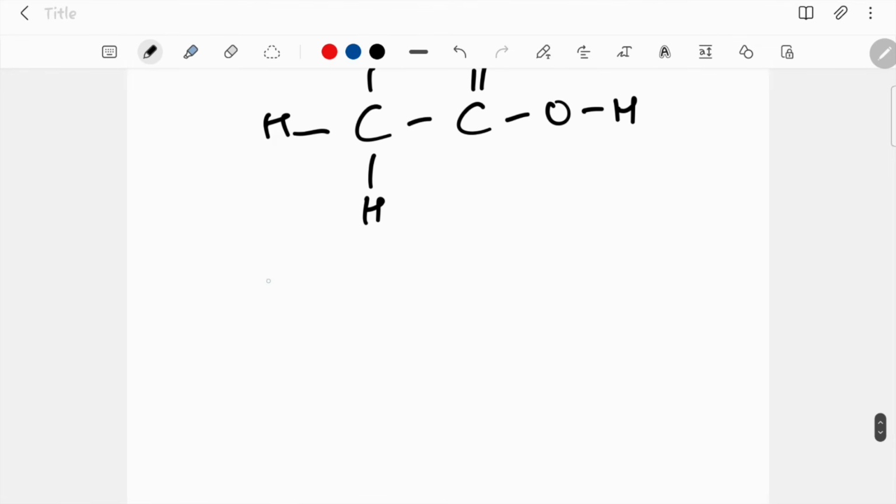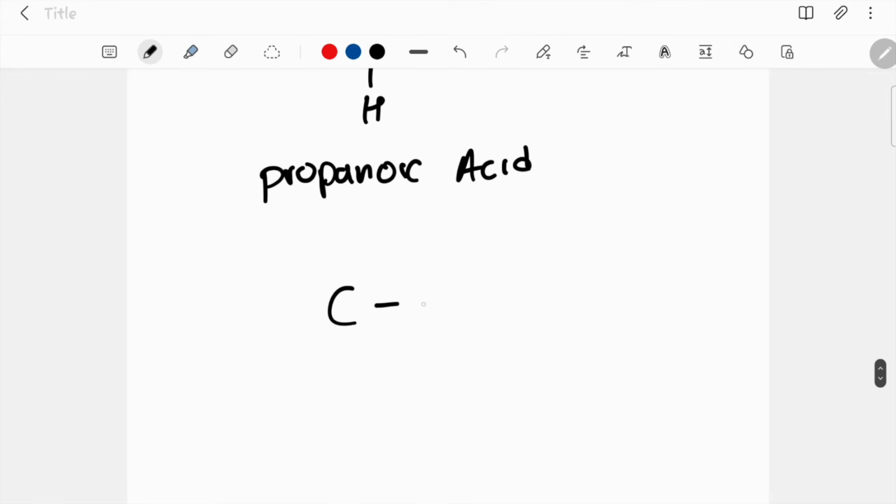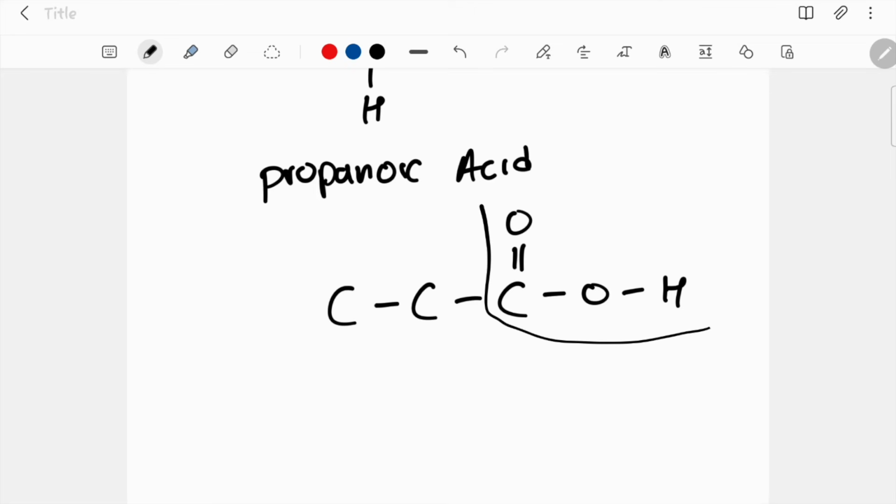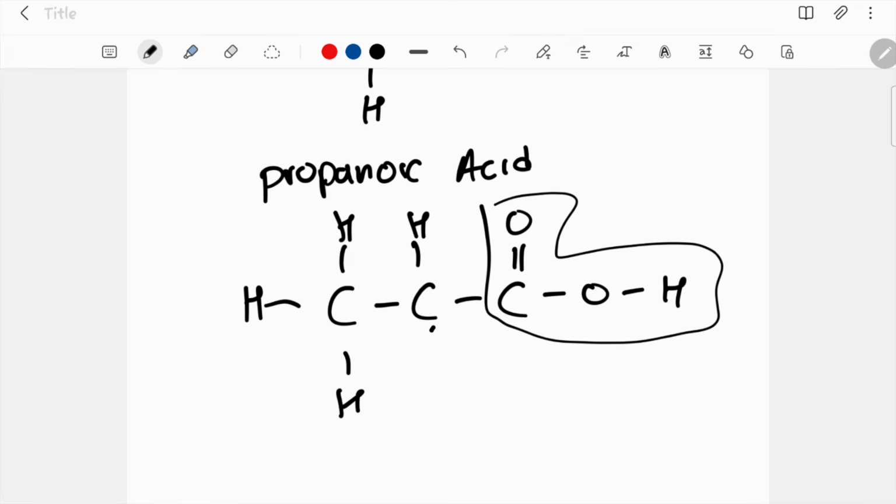Let's draw propanoic acid. Propanoic acid, 3 carbons. Okay, for the last carbon, we do O and then like this. This is the group. For the last carbon, just follow that. And then the rest just have hydrogens.